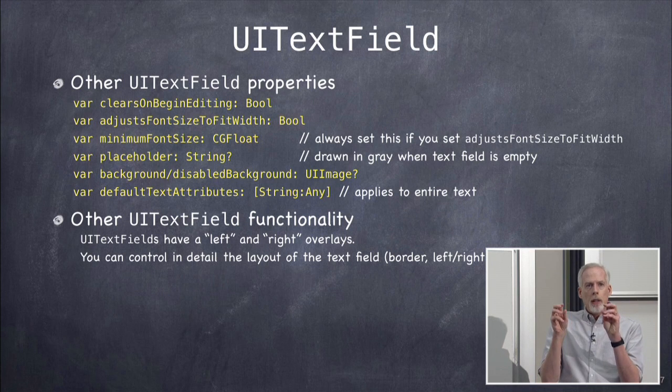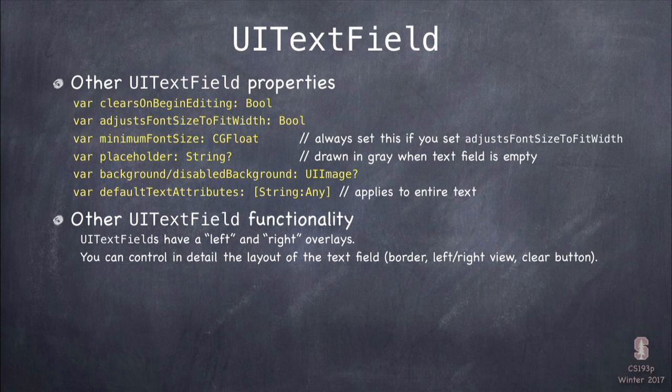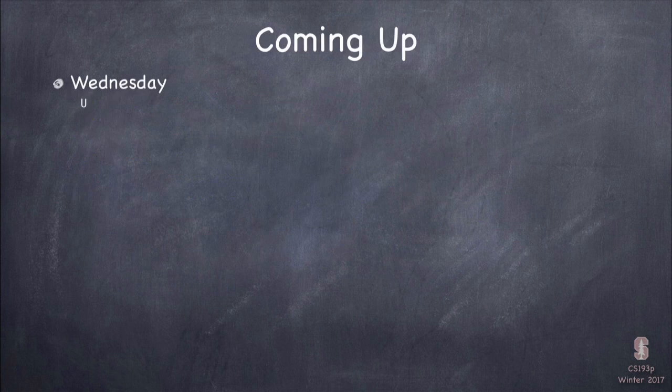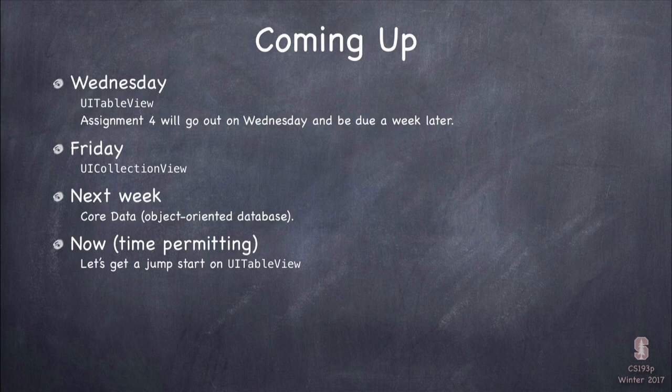Text fields also have a little right and left accessory view, these little overviews for like a search button or little exclamation points, things like that, so you can look for that as well. All right, so that's it.